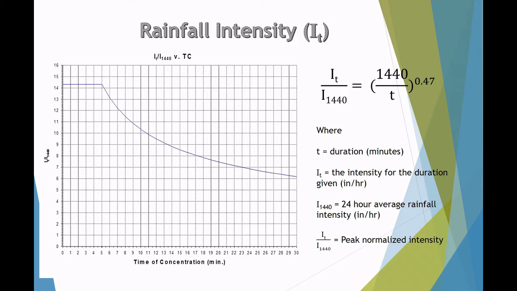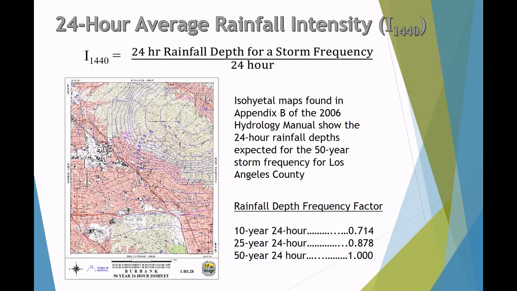So to calculate the 24-hour average rainfall intensity, we have to first find out what the 24-hour rainfall depth is. The values for the 24-hour rainfall depth can be obtained from the isohydro maps developed for LA County. Isohydro maps are just contour maps of rainfall. And these maps show the 24-hour rainfall depth expected for the 50-year storm frequency. These isohydro maps can be found in Appendix B of the 2006 Hydrology Manual.